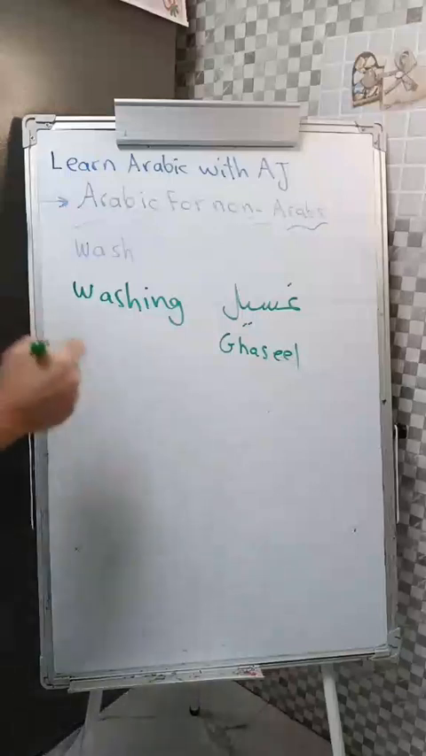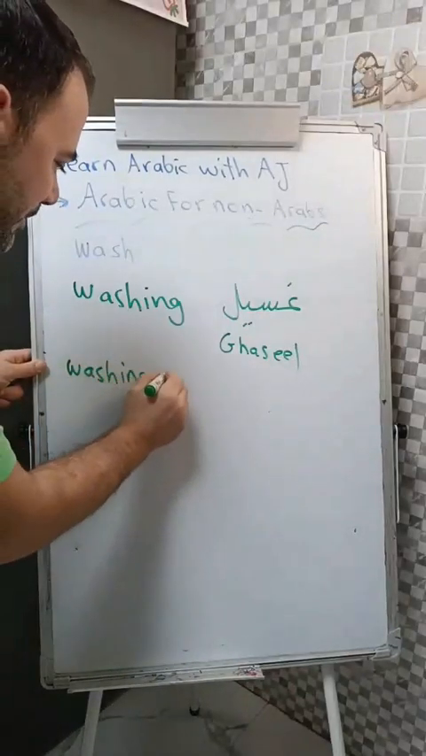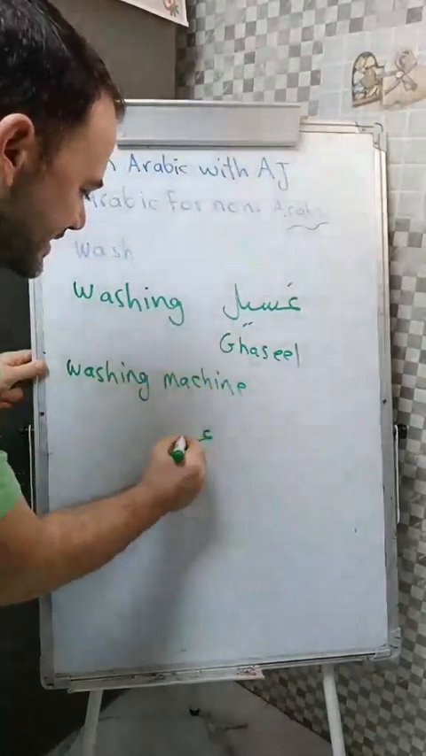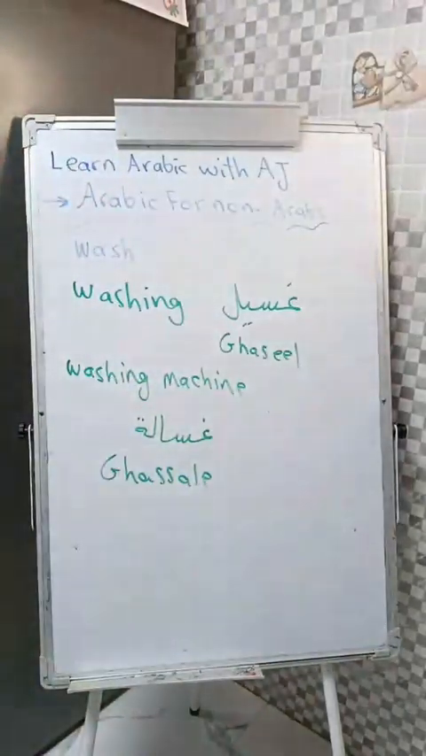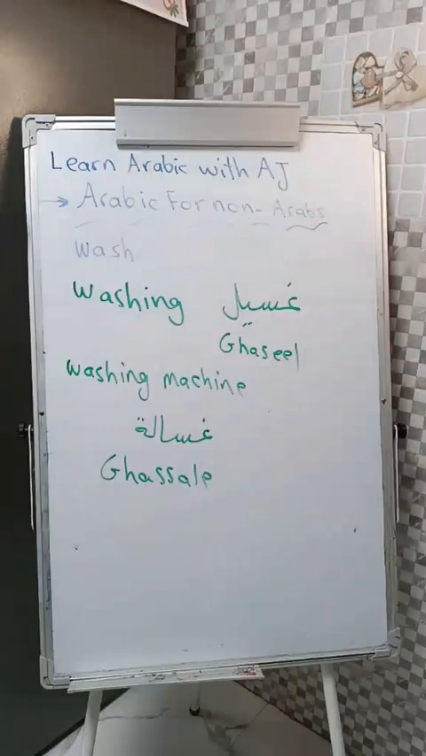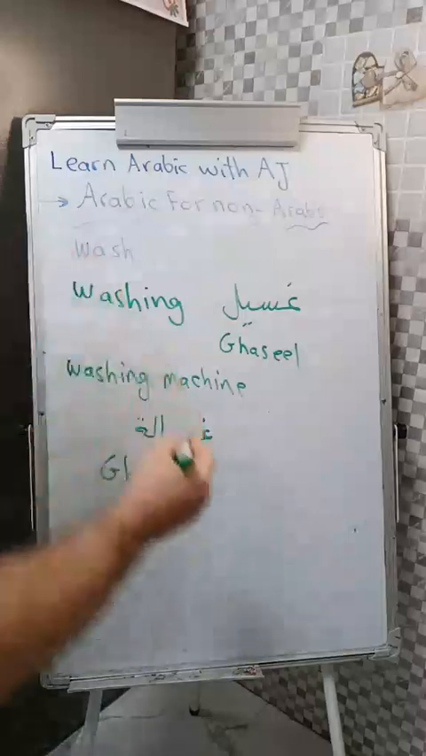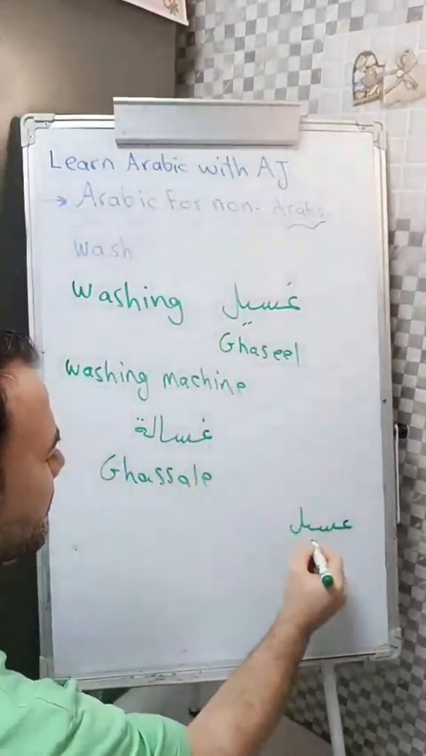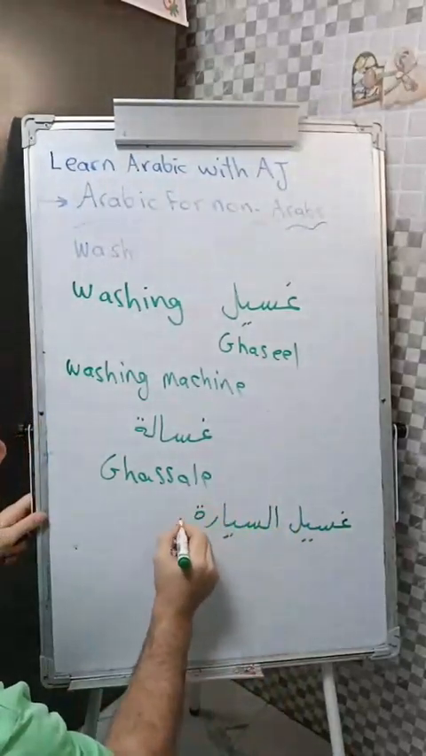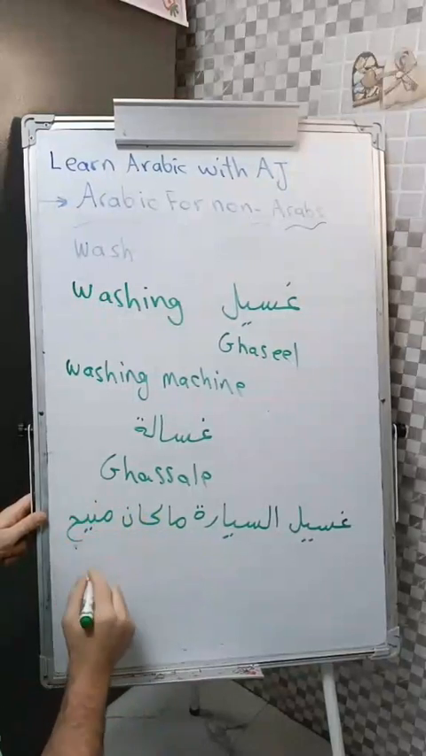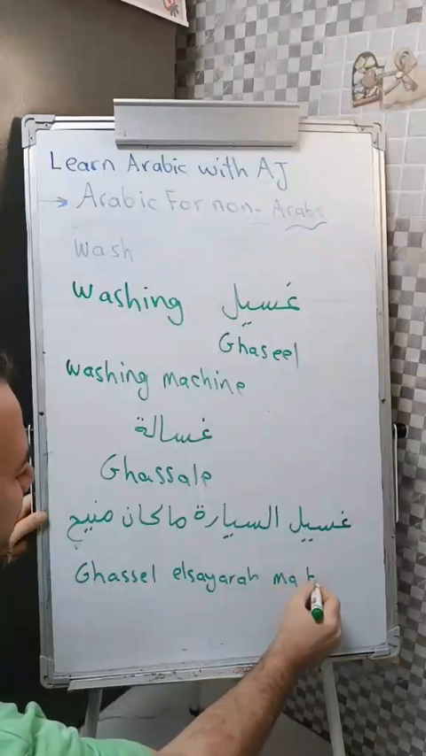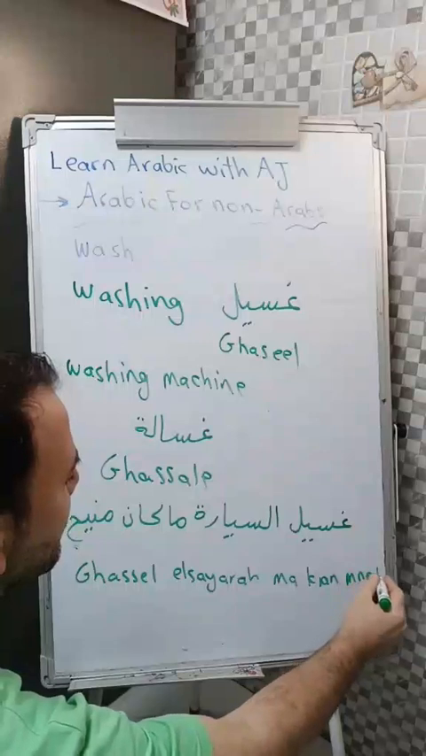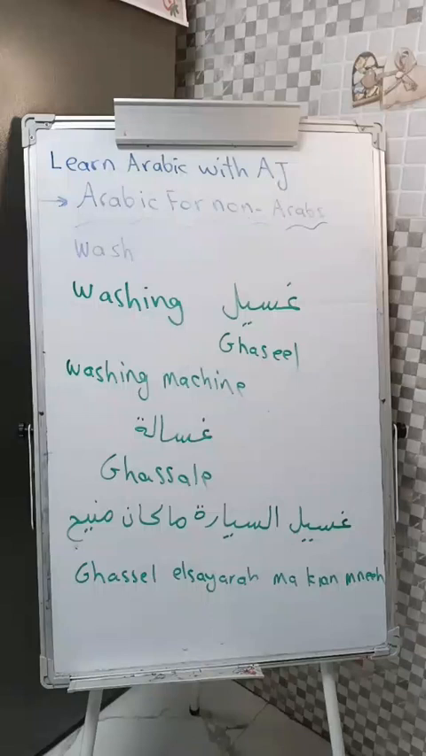Washing machine. And you say غسالة. Washing machine. Syrian dialect. Okay. غسيل السيارة ما كان منيح. So I'm saying here غسيل السيارة ما كان منيح. Was not good. So غسيل السيارة ما كان منيح.